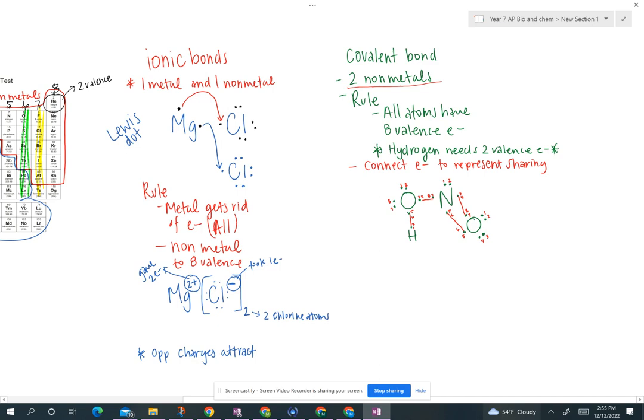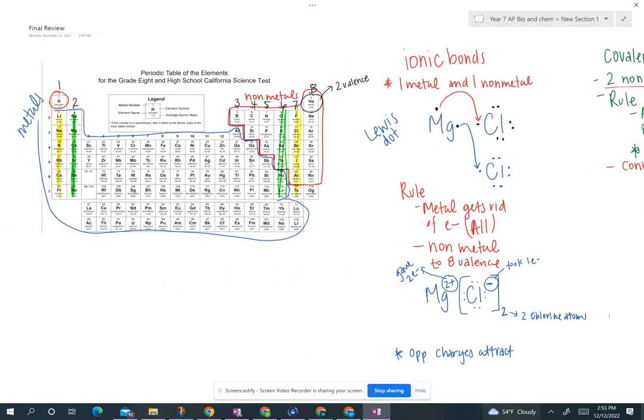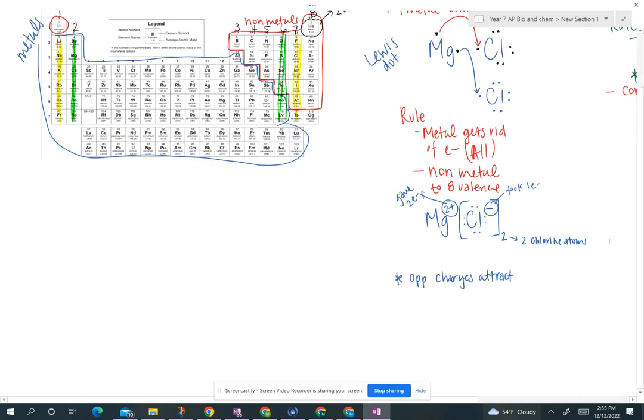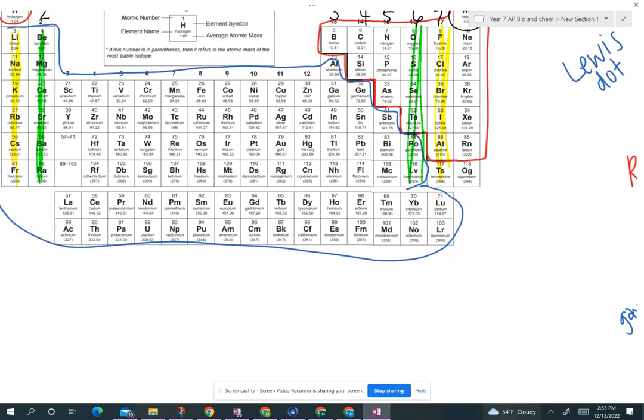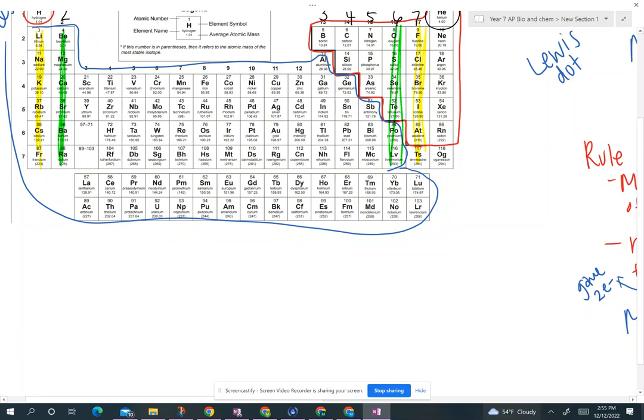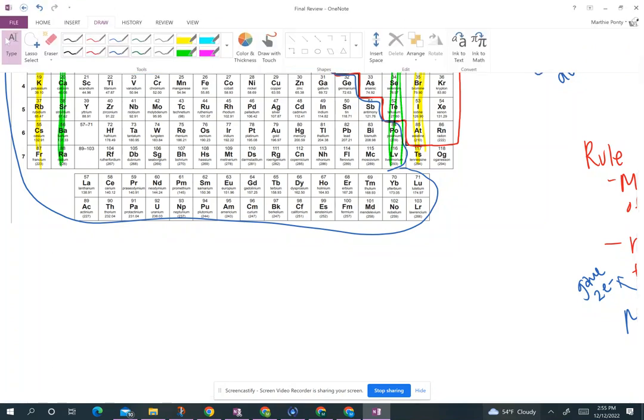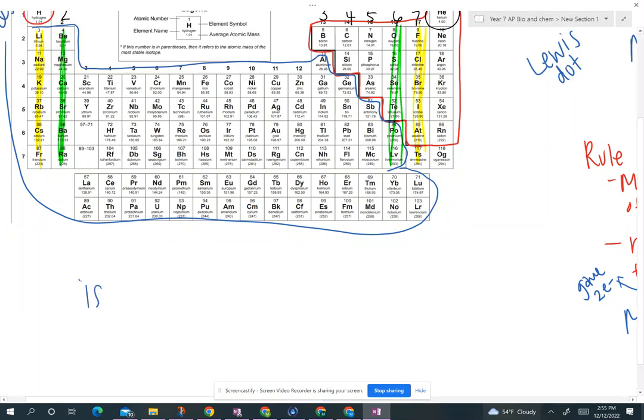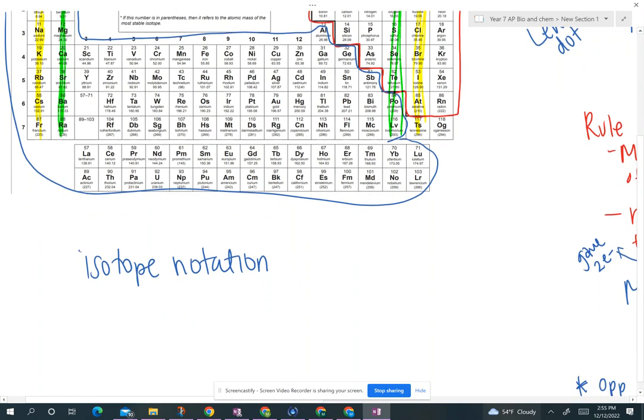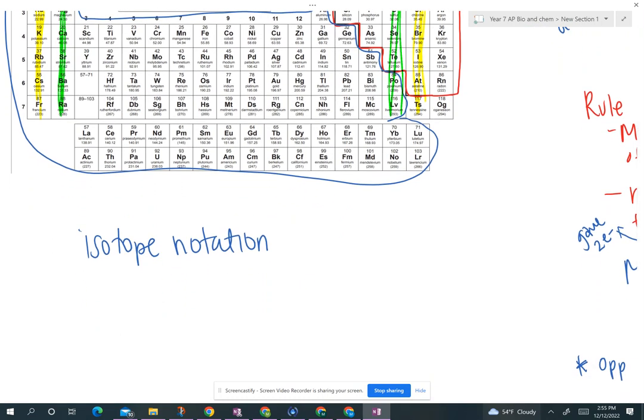Now we're going to review some other topics that you will see appear on the final that have to do with atoms and trends. So we're going to start off with just some atoms. I'm going to start off with isotope notation because that is one of the things that people struggle with. Isotope notation, ion notation, you will see that it's very similar stuff.